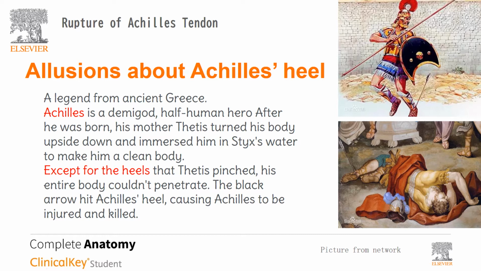Achilles killed Hector, the first warrior of Troy in the Trojan War, turning the defeat of the Greek army into a victory. Later, the sun god Apollo led the little prince of Troy, Paris. The black arrow hit Achilles' heel, causing Achilles to be injured and killed. This is where the Achilles heel comes from.